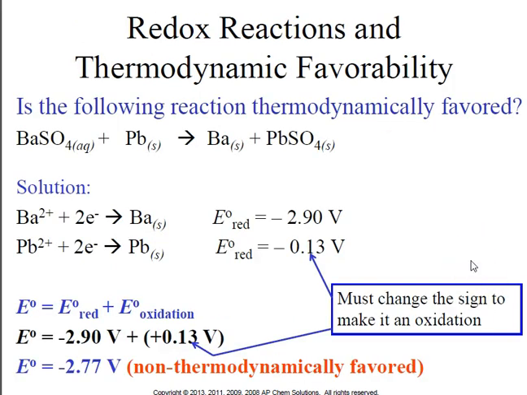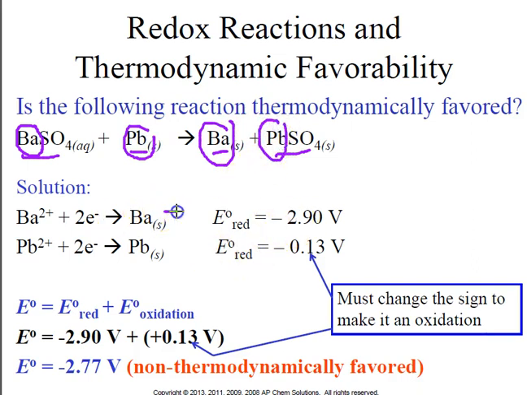Alright, so here is a question. Is the following reaction thermodynamically favored? Okay, so we have barium sulfate and lead forming barium solid and lead sulfate. Now, what is being reduced and oxidized here? The sulfate is just kind of hanging on as the anion. Here we have barium plus 2 formed with that barium sulfate going to barium solid. Here we have lead solid going to lead plus 2 in the form of lead sulfate.